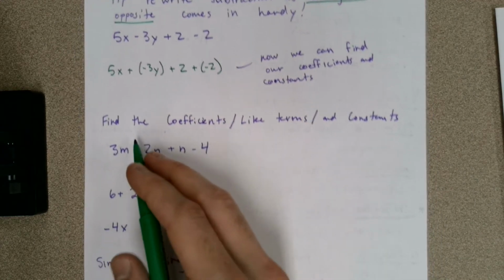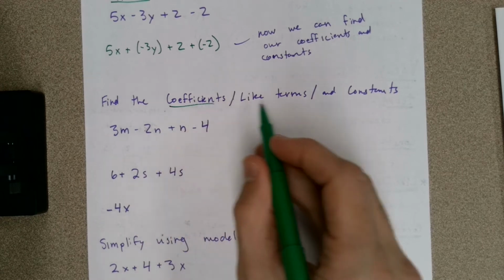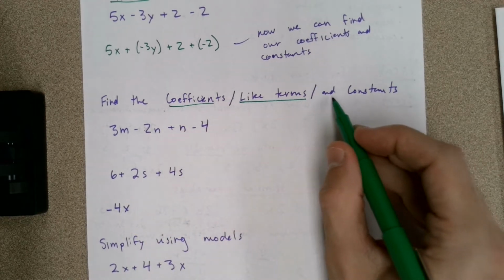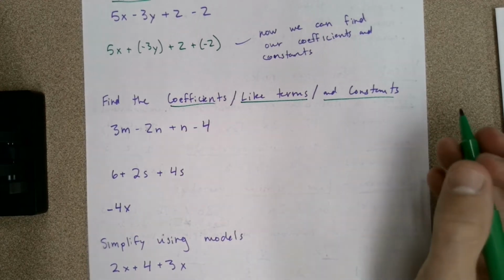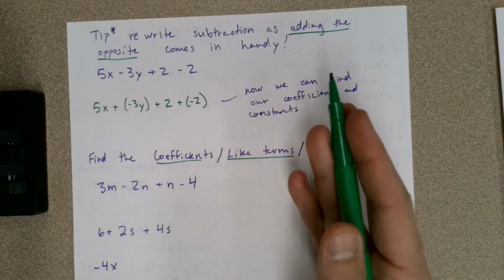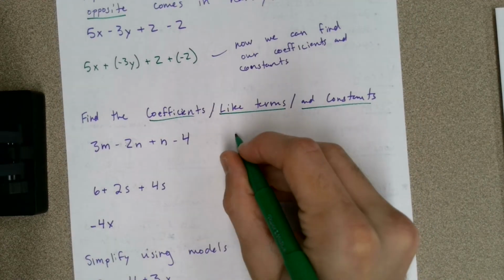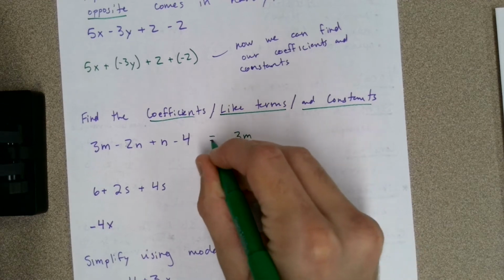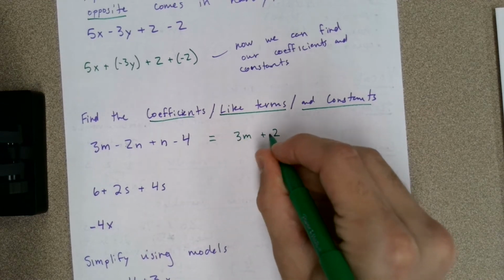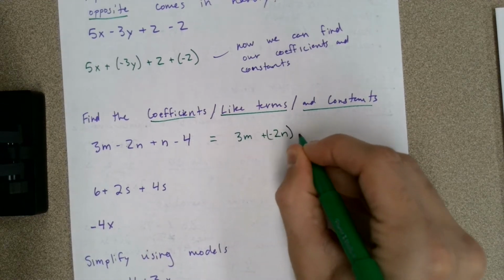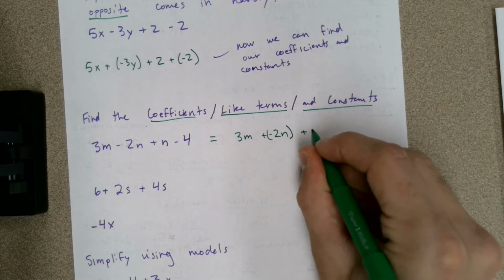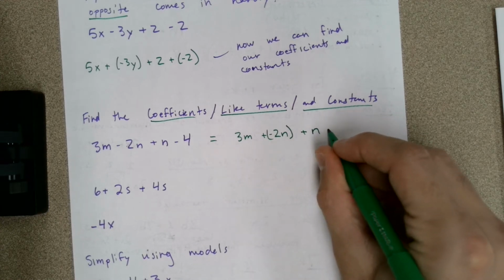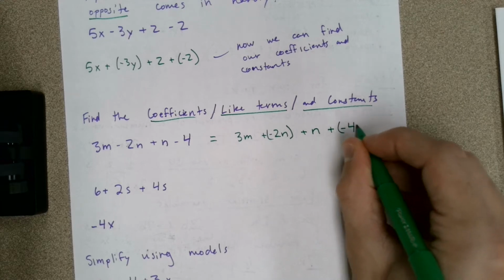For the first one, they're asking us to find the coefficients, like terms, and constants. So I'm looking at this right away. I'm going to do what I just told you. I'm going to rewrite this, adding the opposite. So I'm going to rewrite this 3m plus 2 plus negative 2n, adding the opposite, plus n plus negative 4.